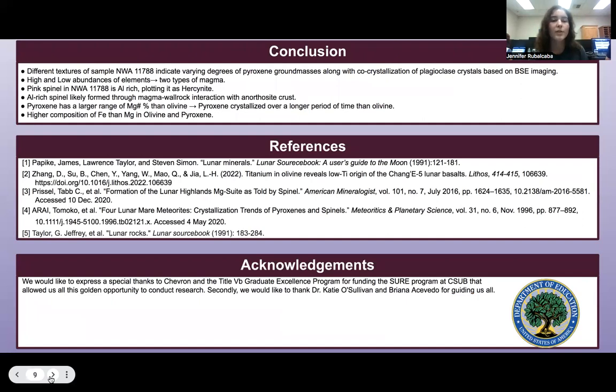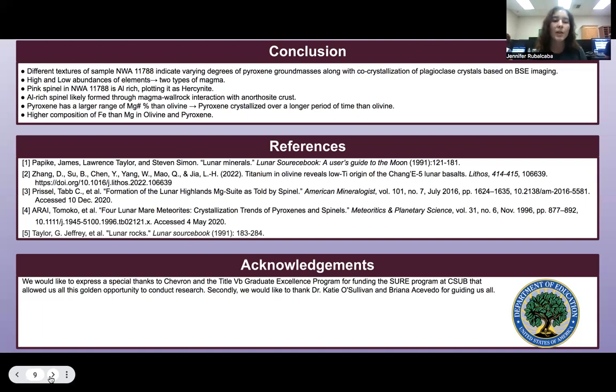To conclude our research, we can see that there were different textures of sample Northwest Africa 11788 that indicate varying degrees of pyroxene groundmasses along with co-crystallization of plagioclase crystals based on BSE imaging. There were high and low abundances of elements, signifying two types of magma. Pink spinel in Northwest Africa 11788 is aluminum rich, plotting it as hercynite. Aluminum rich spinel likely formed through magma wall rock interactions with anorthosite crust.